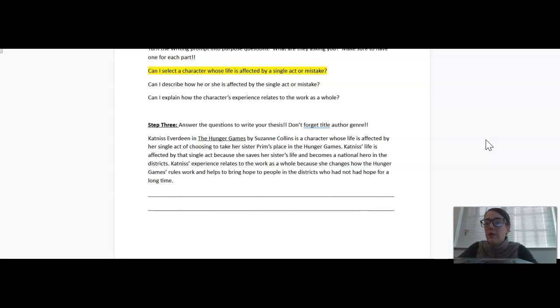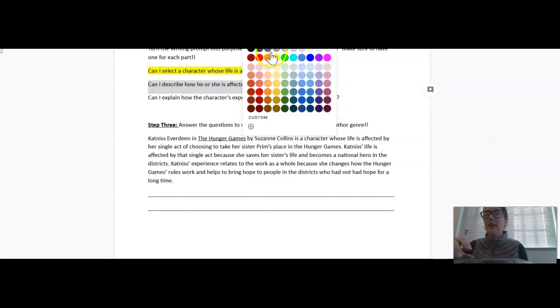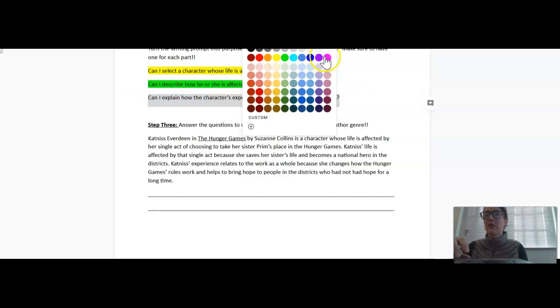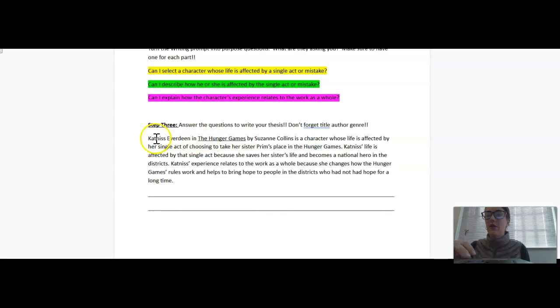So Katniss has a major impact on the Hunger Games because she affects how the Hunger Games function, and this is a major event in the life of the citizens of Panem in the book. And she also brings hope to people in the districts. So I have described how she is affected now by that act, and I've explained how it relates to the work as a whole. So I've done all three of those.